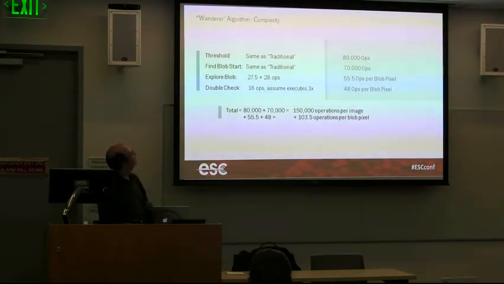Okay, complexity. So thresholding the image, 80,000, just what we had before. Finding the start of a blob, same as traditional, 70,000. Exploring the blobs. So now we're looking at how many pixels are in the blob, is what this really becomes dependent on. So it turns out you got about 55.5 operations per blob pixel, and the double check ends up to be about 48 operations per blob pixel. So you add it all up, you get 150,000 operations for an image, and 103.5 operations for a blob pixel.